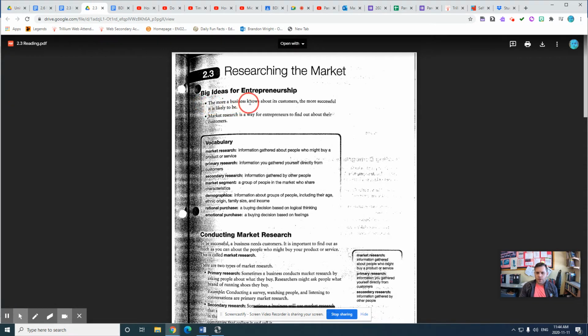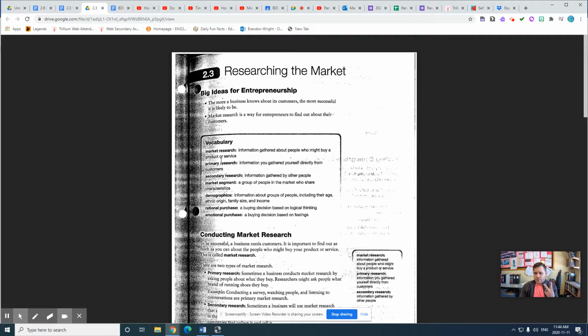So really important here, the more a business knows about its customers, the more successful it is likely to be. And market research is a way for entrepreneurs to find out about their customers. So market research is simply information gathered about people who might buy a product or service. In other words, your customers.